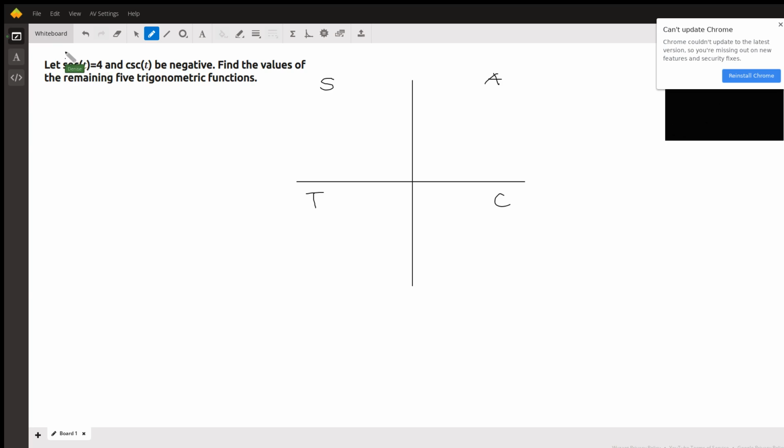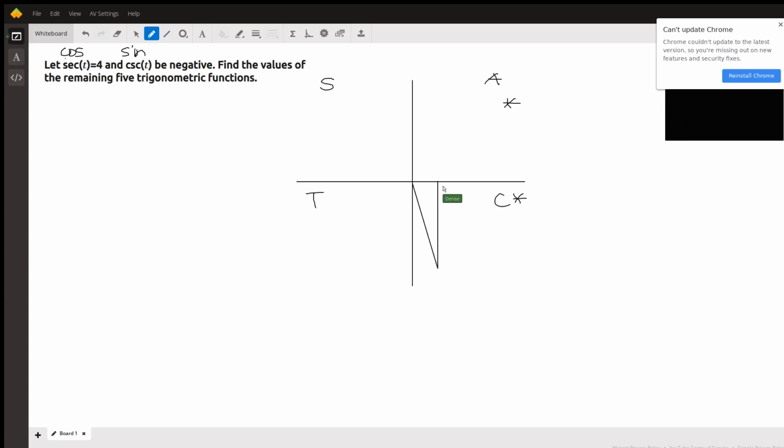So secant is the reciprocal of cosine. Cosecant is the reciprocal of sine. So we need cosine to be positive. Well, cosine is positive in the first quadrant where all of them are positive. And then cosine is also positive in the fourth quadrant where the C means cosine is positive. We also know that the sine has to be negative. So since all of them are positive in the first quadrant, we know that this angle needs to be in the fourth quadrant. So let's go ahead and sketch this out.